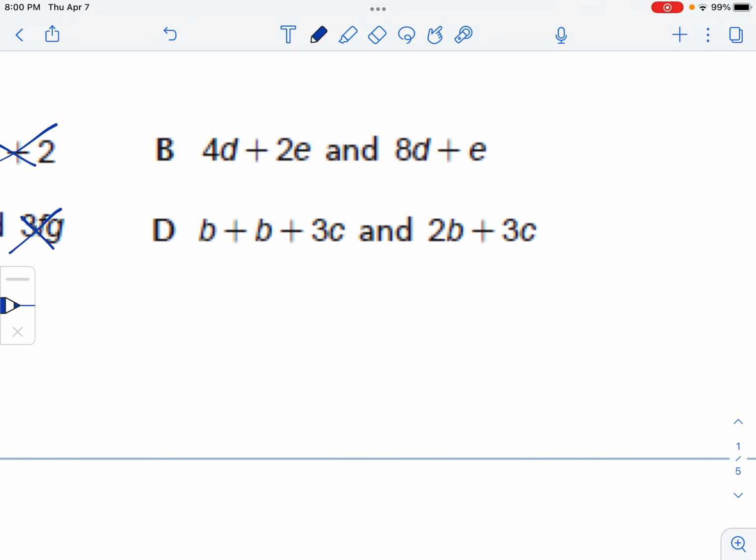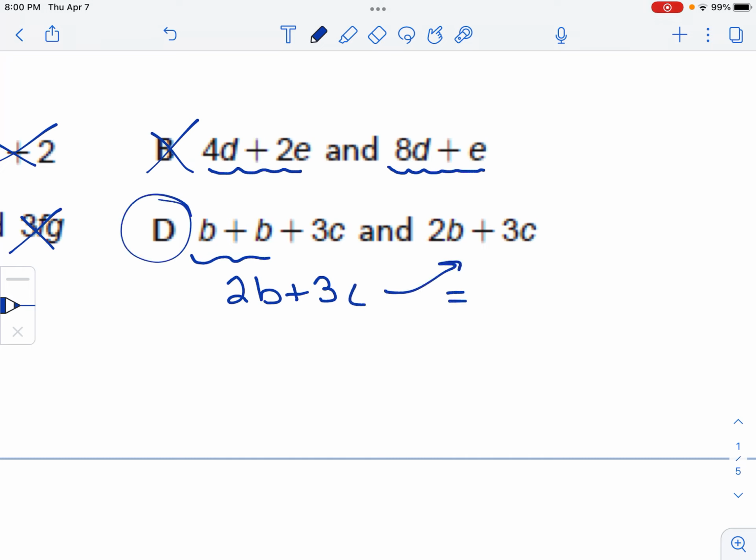Choice B, 4d plus 2e. We can't combine these. They're not like terms. It's definitely not the same as 8 groups of d plus another group of e. So no. Right, and then we've got b plus b plus 3c. Well, that's 2b plus 3c, and that is equal to 2b plus 3c. So choice D.